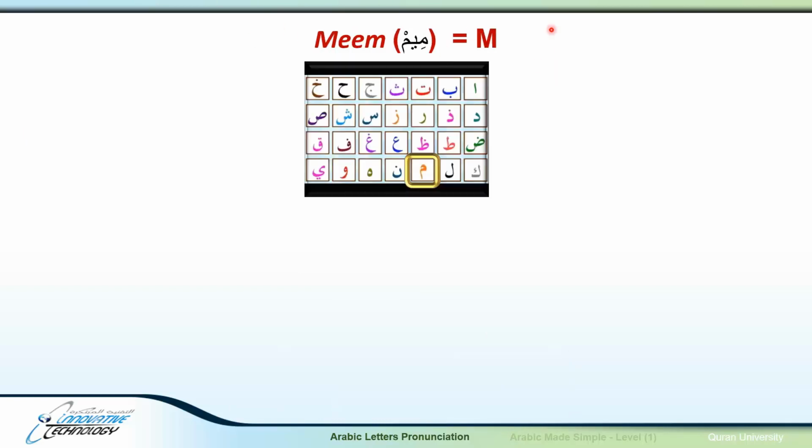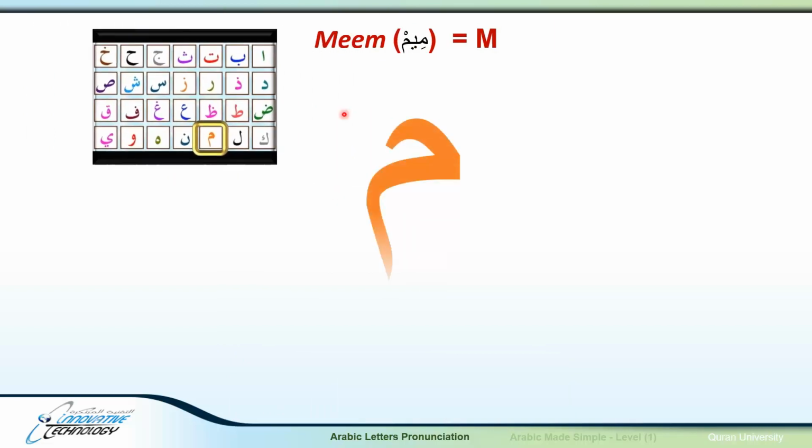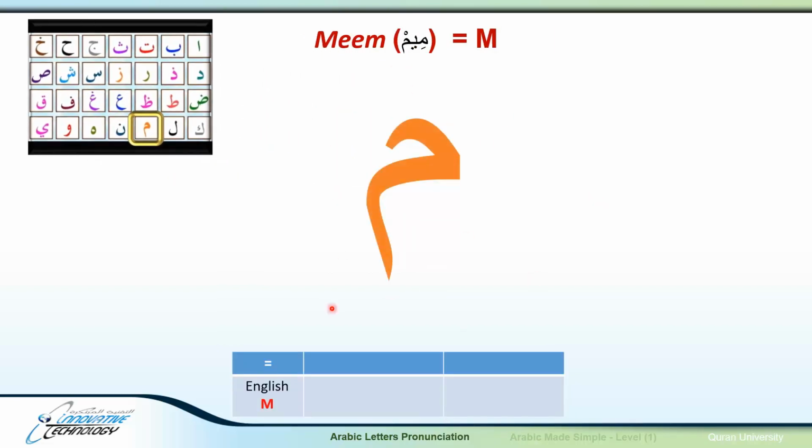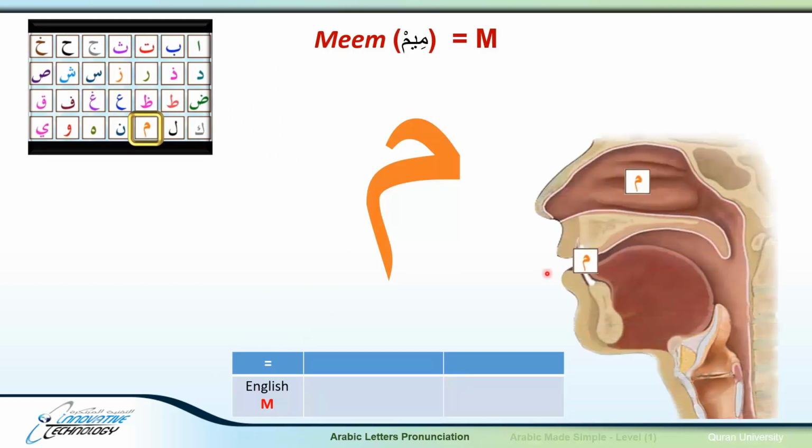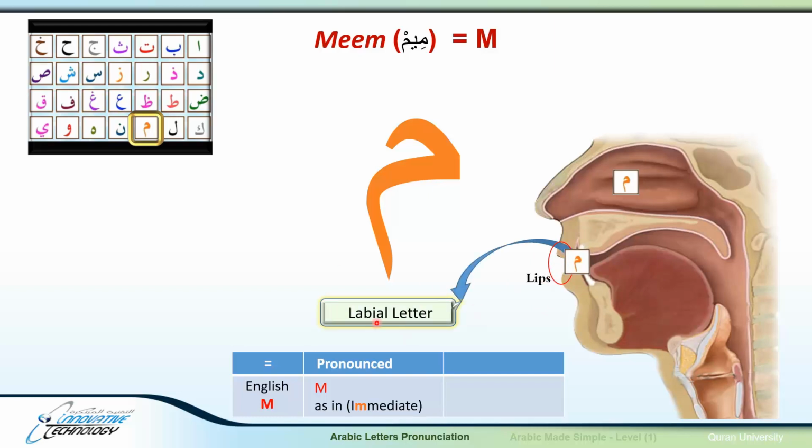The next letter is the meme. That's how it looks. It is equivalent to the English M, and it's pronounced as im, as in immediate. Notice the meme has two articulation points. One is at the lips. As you pronounce the meme, you bring your lips together, you purse your lips. And that's why we classify the meme as a labial letter.